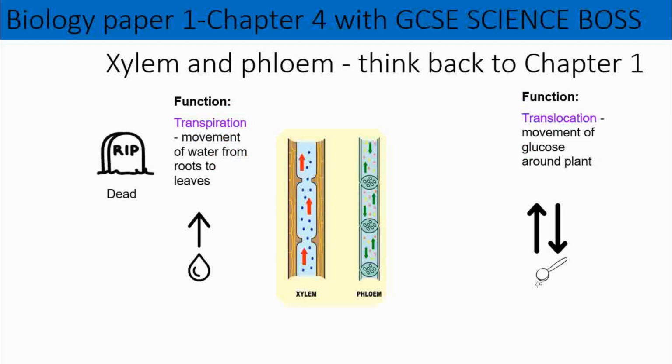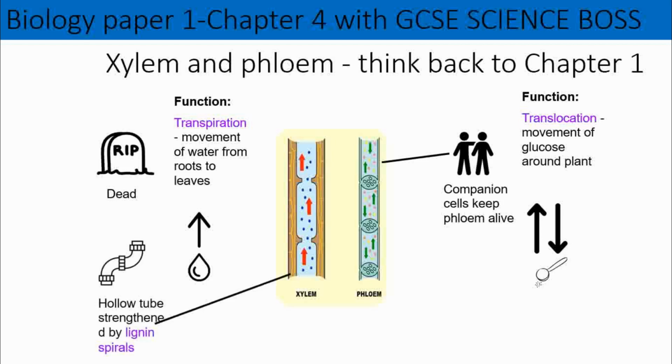The xylem, they're dead cells, whereas the phloem, they're cells which are alive. Okay, they have companion cells which keeps them alive. Okay, now the xylem, it's a hollow tube and it's made up of lignin spirals. Okay, whereas with the phloem, it contains something called sieve tube plates, okay, which connect the cells together. All right, good. So these are the differences between the xylem and the phloem. Okay, it has to do with the movement.